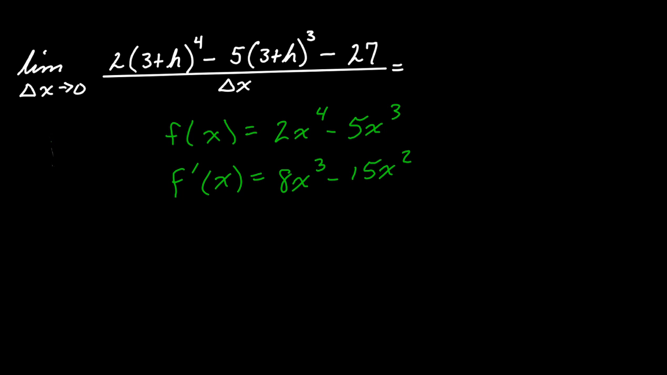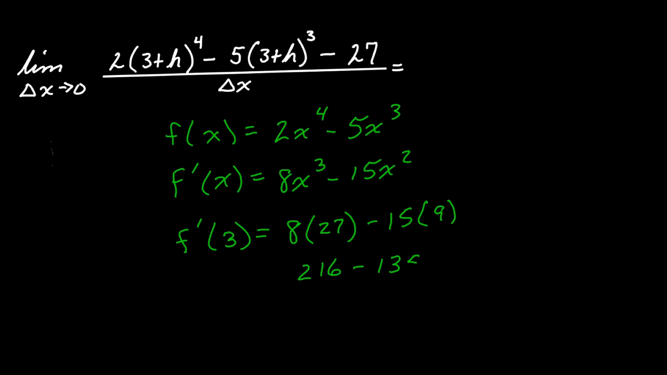But once again, you'll notice that there is no x value. What we have is a 3 in its place. So that means we're going to be evaluating this derivative when x is 3. All right, so that's going to give us 8 times 3 cubed, which is 27, minus 15 times 3 squared, which is 9. So 8 times 27 is 216, minus 135, which comes out to 81.